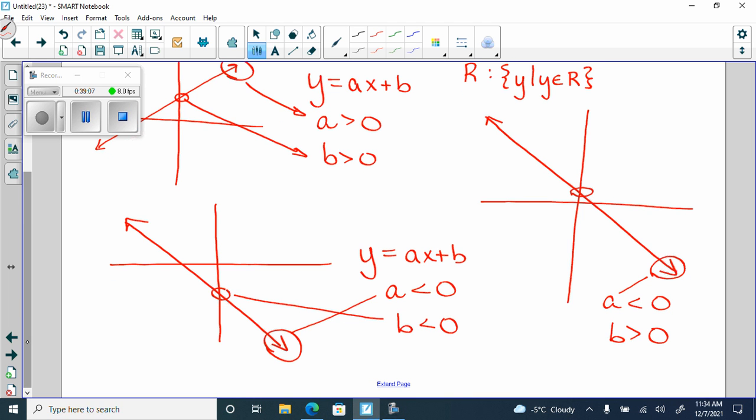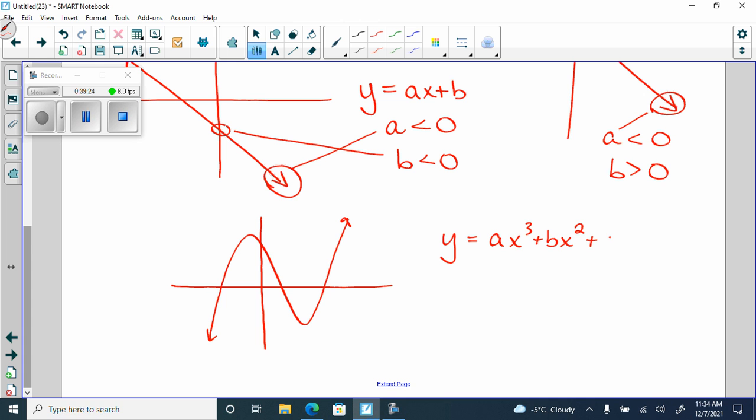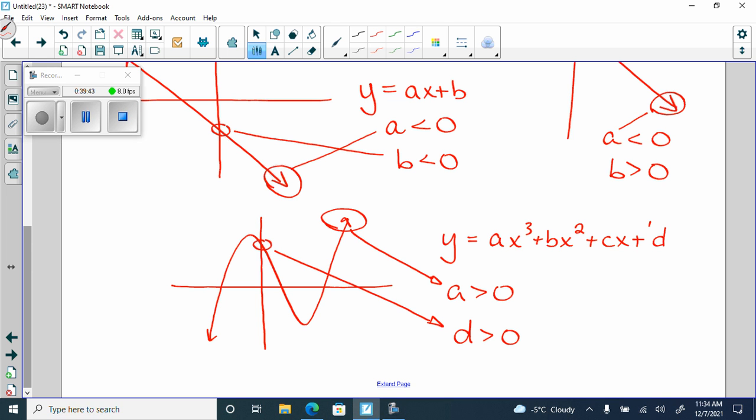Okay, giving you one other one. Tell me this. What kind of graph is this? Cubic. Ax cubed plus bx squared plus cx plus d. What can you tell me about a and d? A is greater than 0 because it's up on the right. What can you tell me about d? D is greater than 0 because it's my constant. And what are my constants always? My y-intercept.